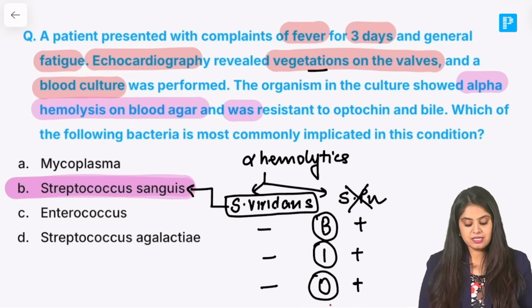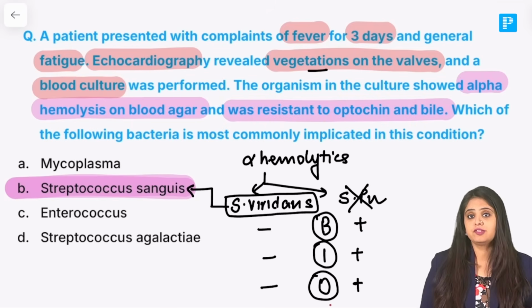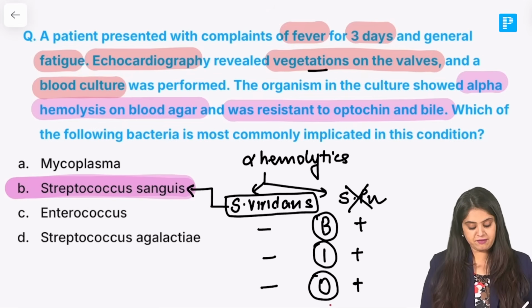Over here they've written resistant. It is not optochin sensitive. It is not showing bile solubility. Everything is negative, which further goes in favor of the viridans family, which is the answer over here.